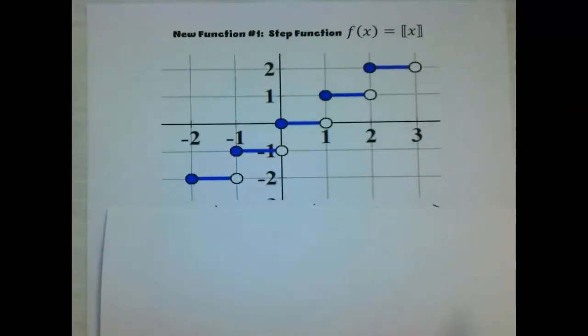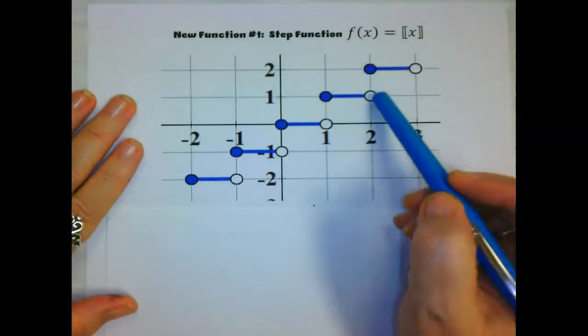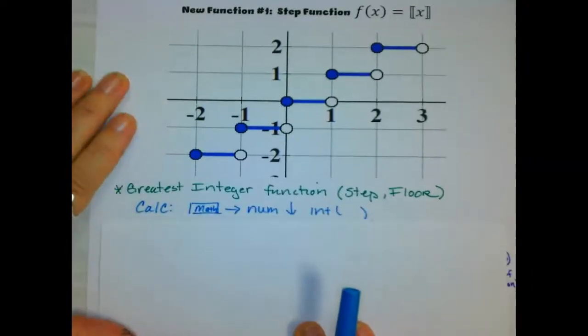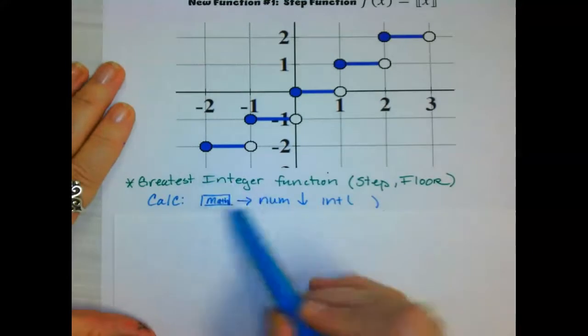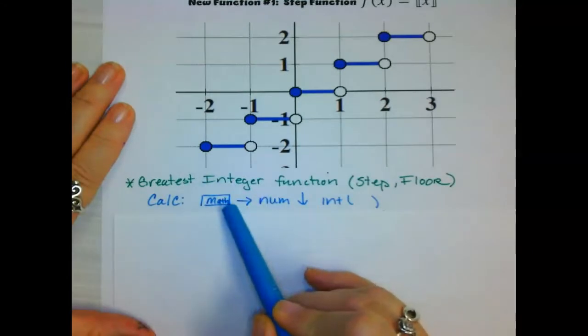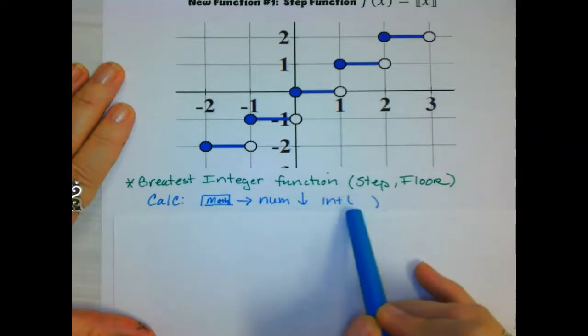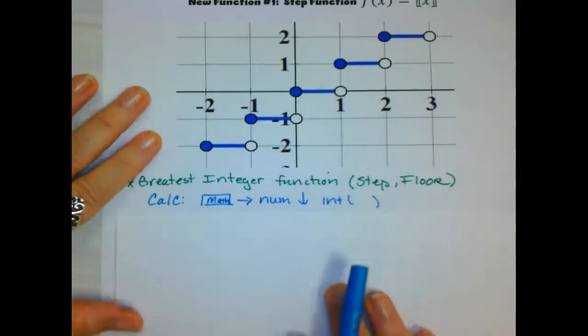Again, it can be called a step function. Sometimes you'll see it referred to as a floor function because we round down as we go through there. So if you want to put it on your calculator, you're going to go to the math button, arrow over to the number choice, and then arrow down to the INT parentheses choice. That's the greatest integer on the calculator.